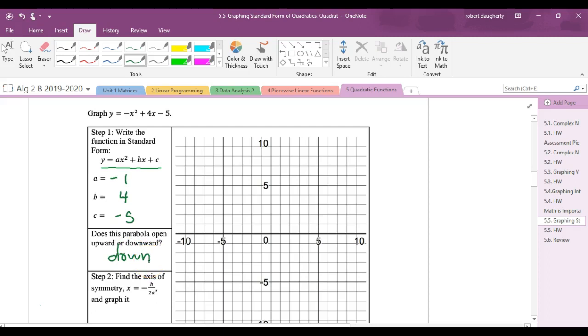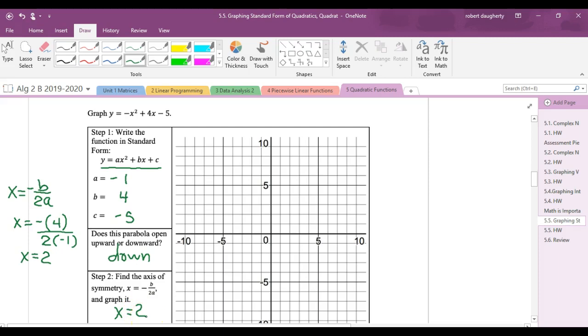Okay. Next thing I need is the axis of symmetry. The axis of symmetry is the line x equal negative b over 2a. So x equal negative, what is b? 4 over 2, what is a? Negative 1. So what is this number right here? This is the number 4 over 2. This is what? This is x equal 2. So x equal 2 is the axis of symmetry.